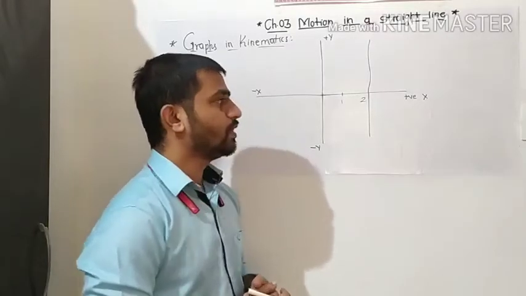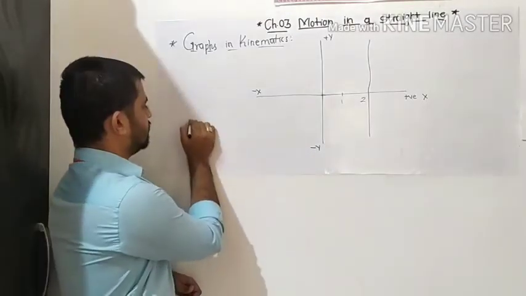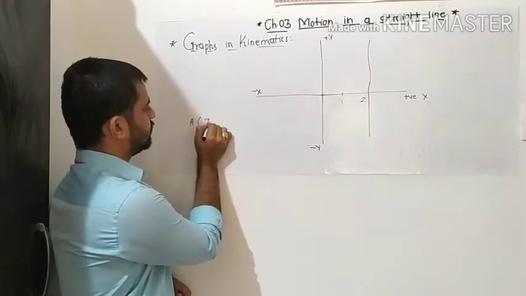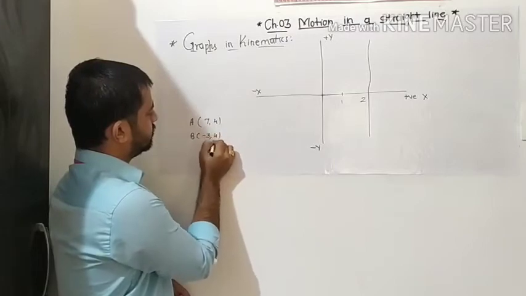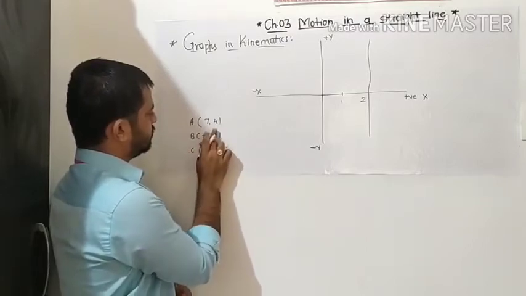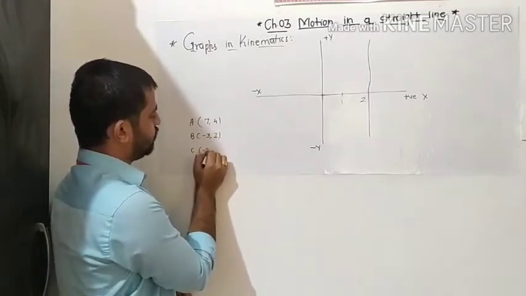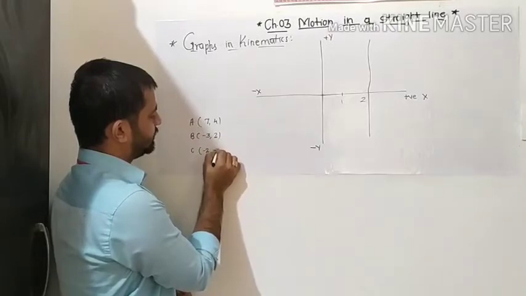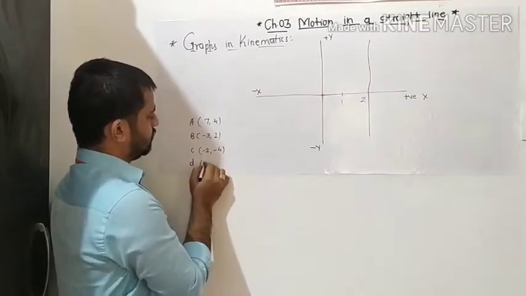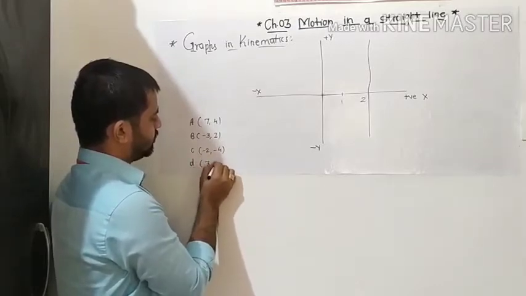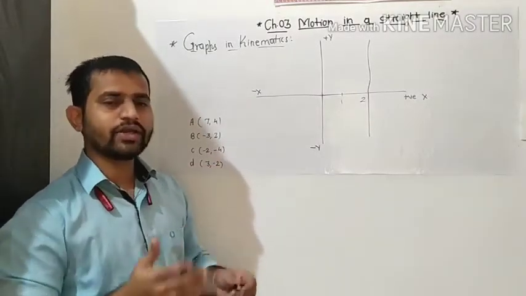Suppose we have to mention some points. Point A is (7, 4). Point B is (-3, 4). Point C, I will take another one, is (-2, -4). And D is (3, -2). Then what is necessary is that, according to the coordinates, we have to show the location of each point.